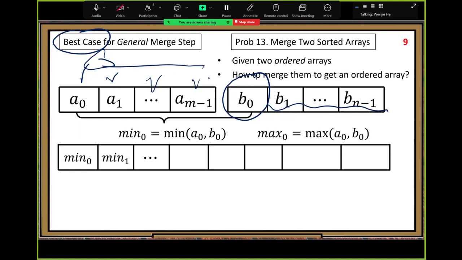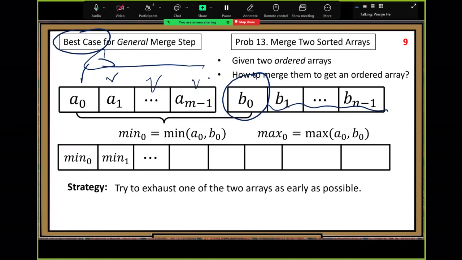So based on that analysis, the strategy is we try to exhaust one of the two subarrays as early as possible. You have two cases. The first case, you use B0 to exhaust all the elements in the A subarray. The second case, you use A0 to exhaust all elements in the B subarray. That's also possible, right? So which subarray is shorter?